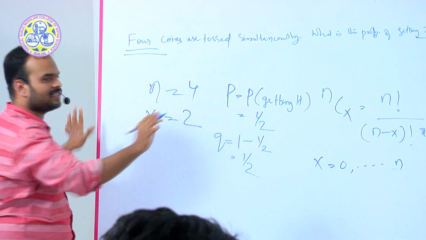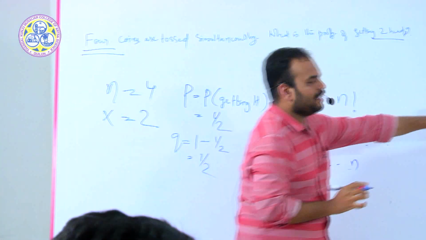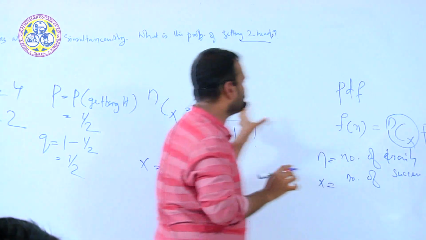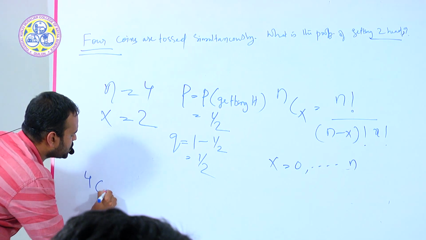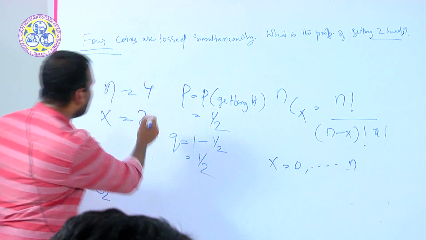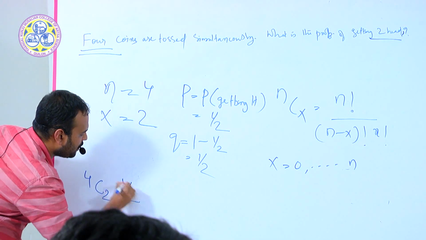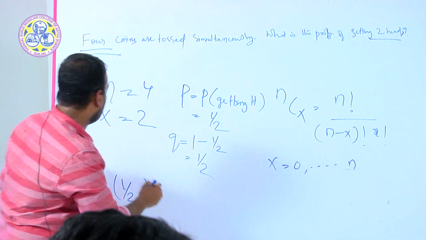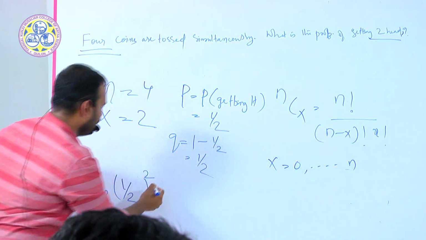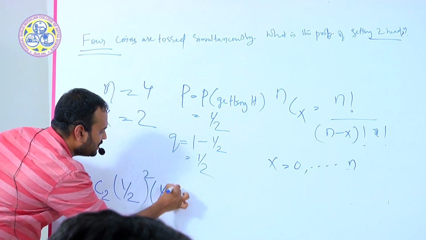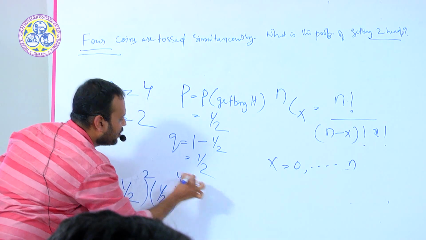Then every term is there. Then we are putting it into the PDF, probability density function. The answer will be 4C2. Then p stands for 1 by 2, 1 by 2 the whole raised to x, that is 2. Then what is the next term? That is also 1 by 2, raised to 4 minus 2. Okay, we fitted it in the distribution form.